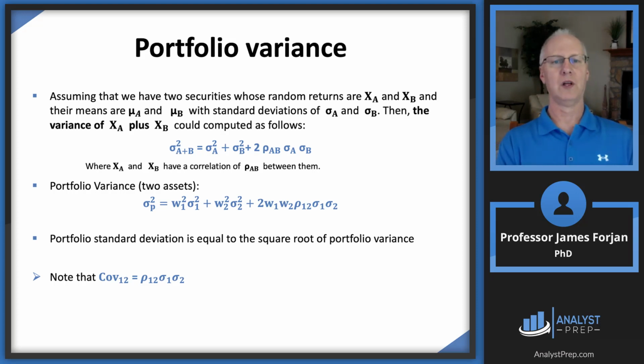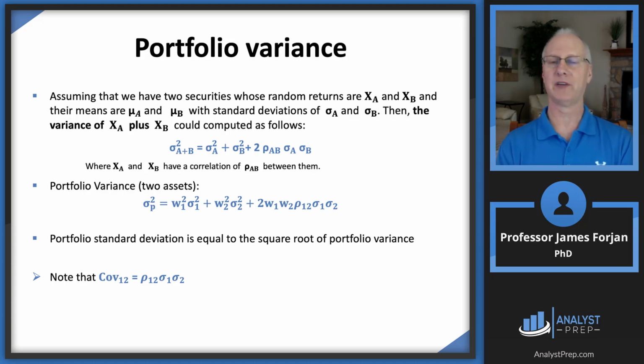All right, so a portfolio that's made up of A and B, the variance of this portfolio, look at the formula, it's going to be the variance of A and the variance of B. That should make perfect sense. Then plus, we're going to add the covariance term. So we're going to add 2 times the correlation coefficient between A and B times the standard deviation of A and the standard deviation of B.